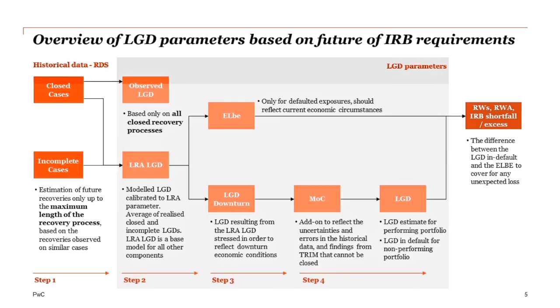Whereas the lower part, for the LGD estimation, where we have been discussing the downturn LGD, MoC and the average LGD for the performing exposures, has to be for regulatory capital calculation purposes. All of these need to be based on historical observation, and then there are obviously through-the-cycle averages.